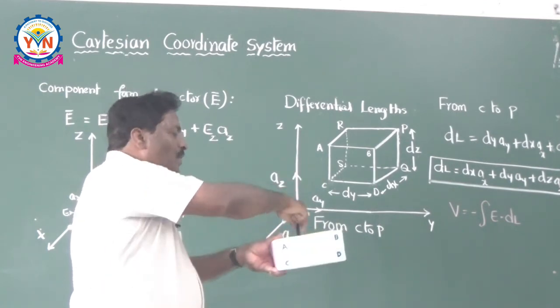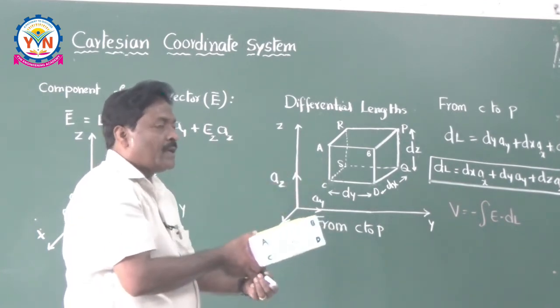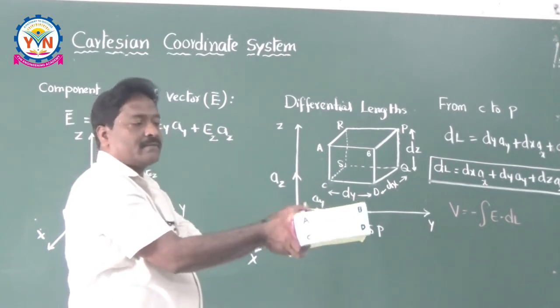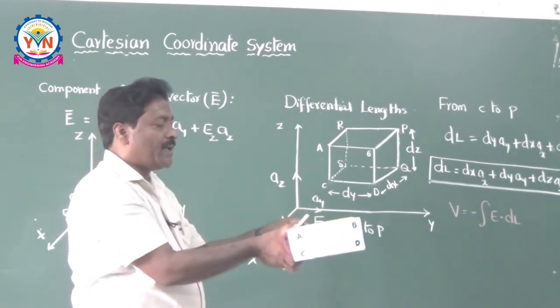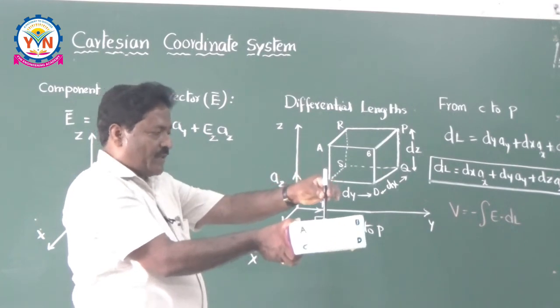If you take the opposite surface, it is the surface in minus AX direction. If this is plus AX, then this is minus AX. It is the surface in which direction?